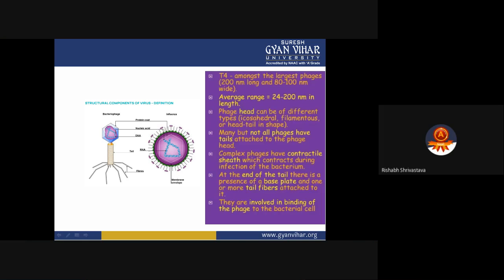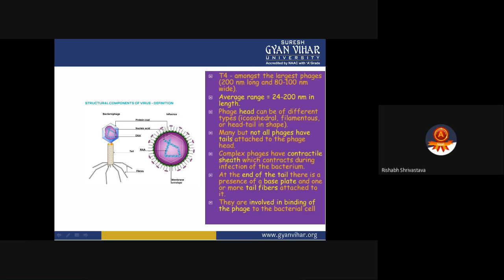Here you can see on the top that the shape is going to vary, and this is your tail. The diagram is on the right hand side top. Complex phages have a contractile sheath which contracts during an infection of the bacteria. At the end of the tail, there is a base plate and one or more tail fibers attached to it. These are involved in binding of the phage to the bacterial cell.